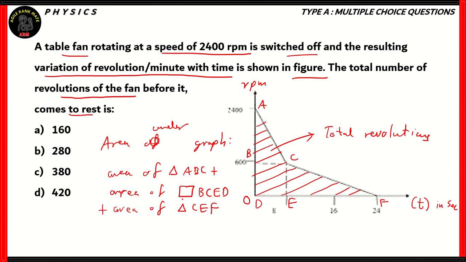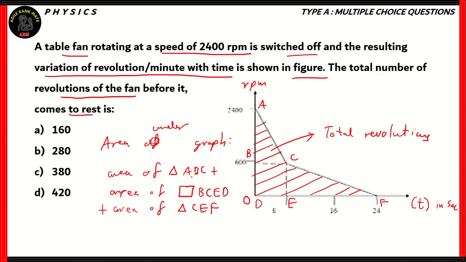So now we know which of these areas we need to calculate in order to get our answer, which is the total revolutions. So let's calculate them here. Area under graph. Now the first thing we need to find is area of triangle ABC. Now area of a triangle is half base times height.